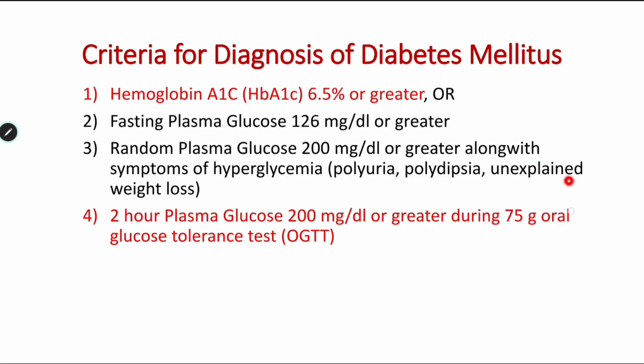Glucose is there in the blood, but it is not able to enter the cells, and that is why there is muscle wasting seen in diabetic patients, because they are not able to utilize glucose for energy or for synthesis of proteins, etc.